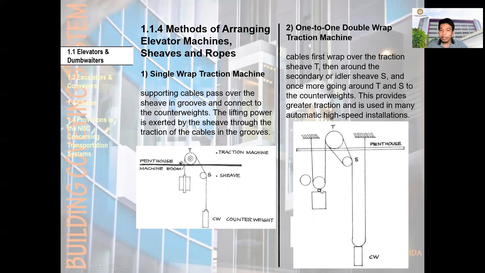So you have this. This is the elevator car, then attached to the cable, going to the traction machine, and then going to the sheave, and then back to the traction machine, and then to the sheave and to the counterweights. Okay, so that's the one-to-one double wrap traction machine.